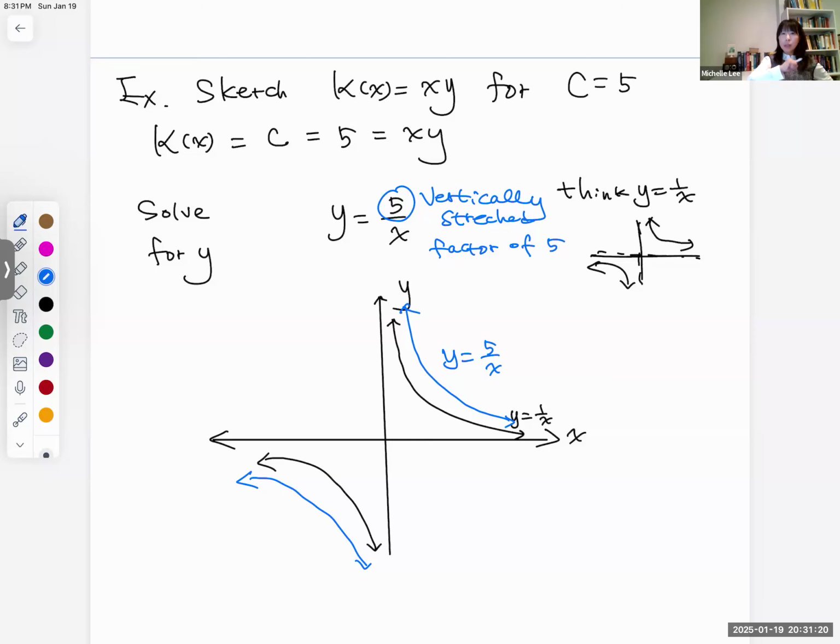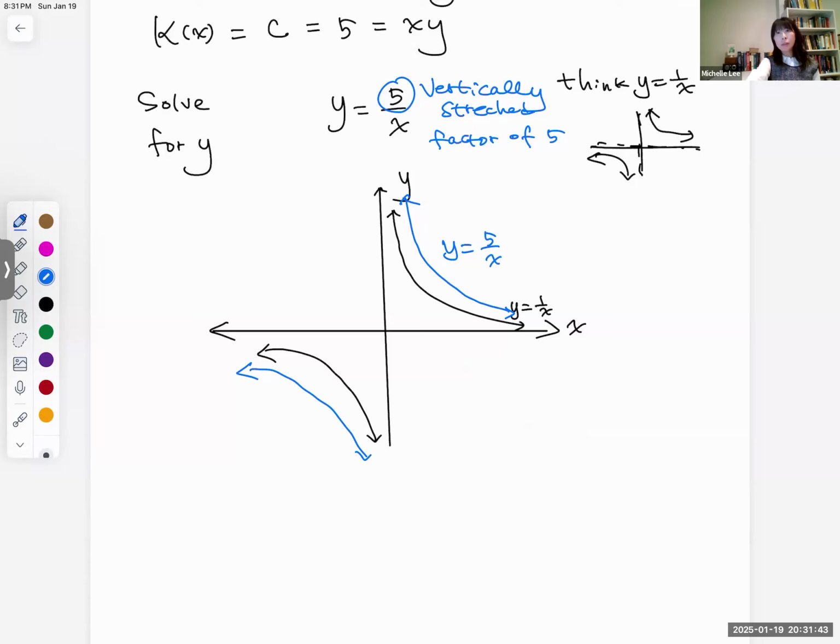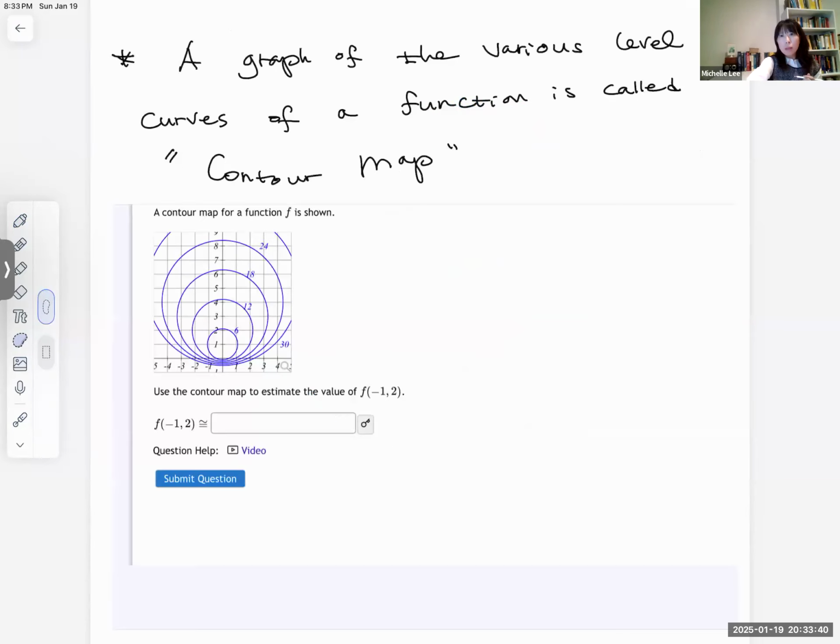Okay, so let's talk about this example. So we know what is a contour map, right? So we have a graph from the level curves. So we call it the contour map, right? So hold on one second. Let me bring up that example. Okay, so I brought up the definition of contour map and then one example. So this is the last question in this section.